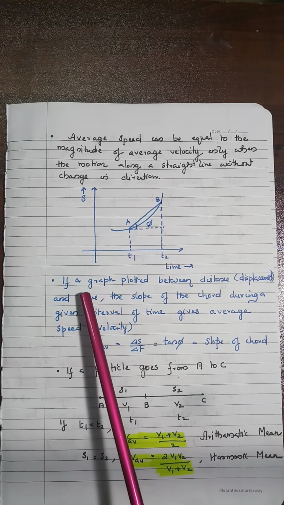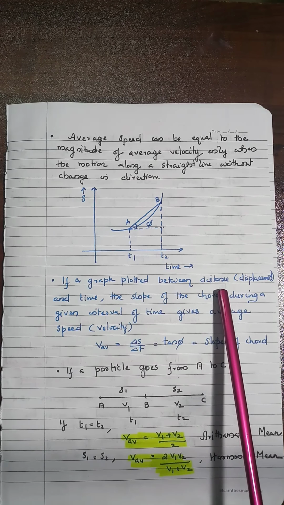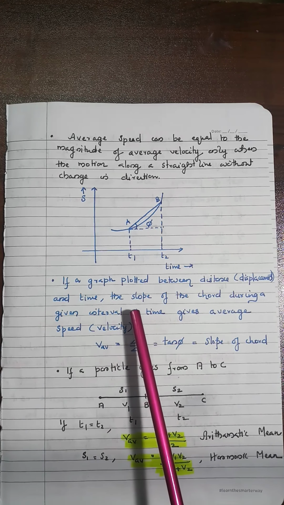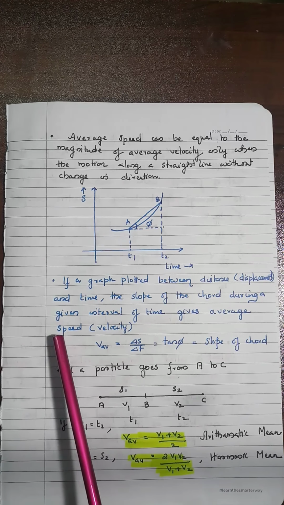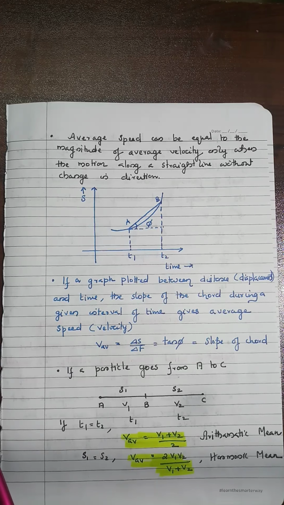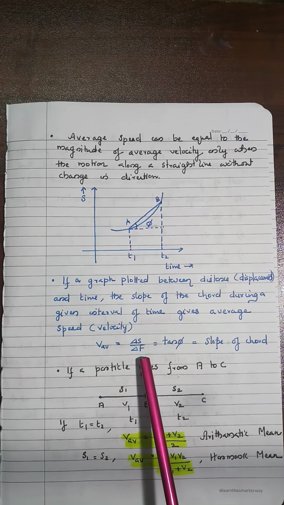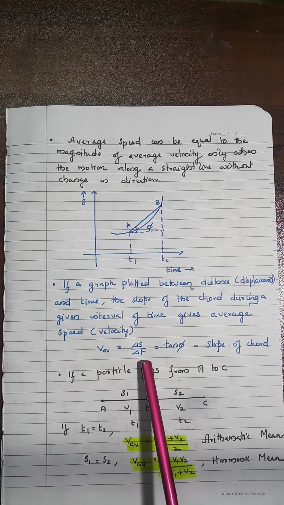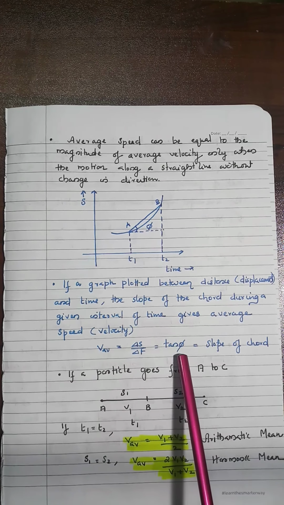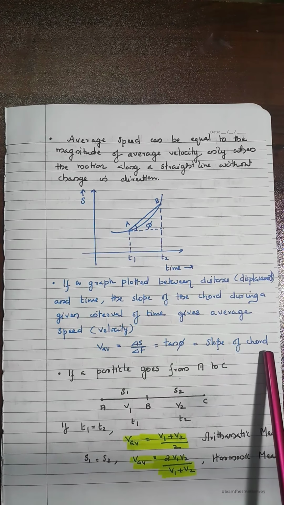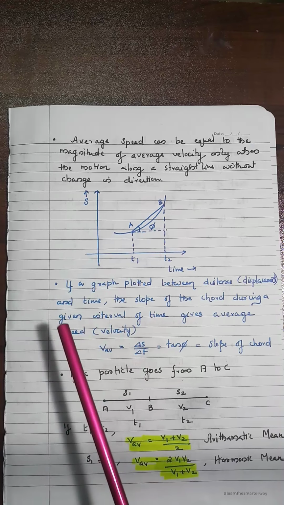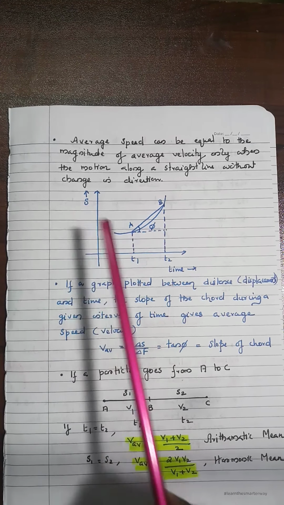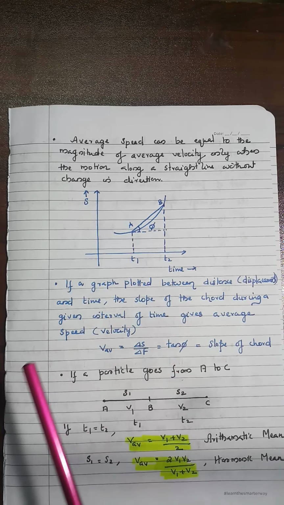If you plot a graph between distance (in brackets, displacement) and time, the slope of the chord during the given interval of time gives the average speed. So the V average takes the value as delta S by delta T. So tan alpha takes the value as the slope. If it is a distance time graph, it is average speed. If it is a displacement time curve, it is average velocity. So keep in mind.